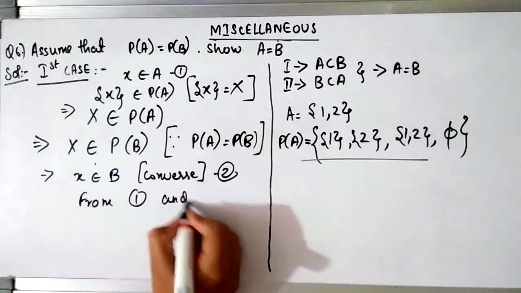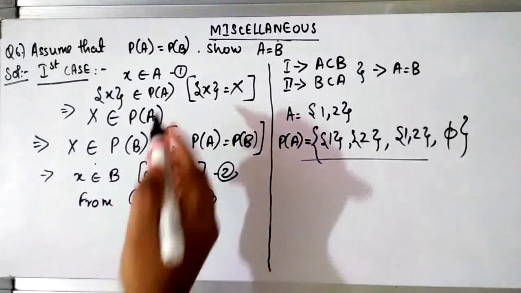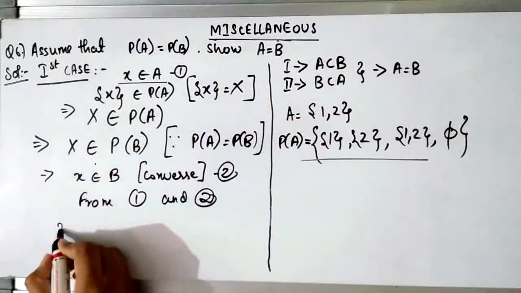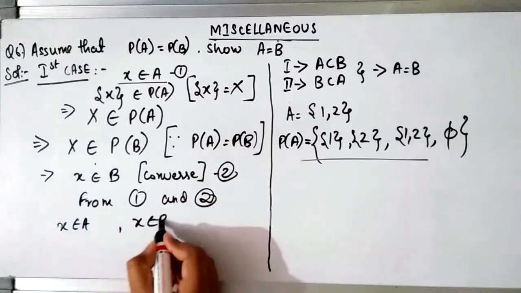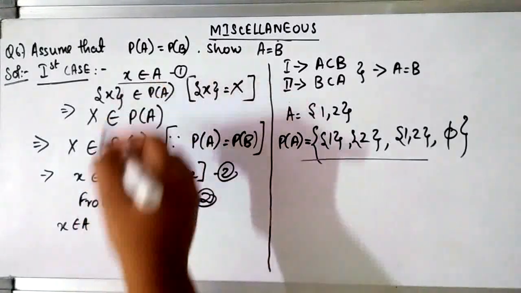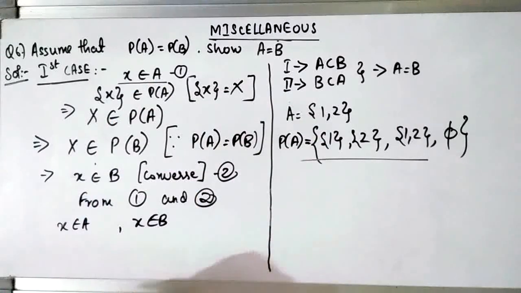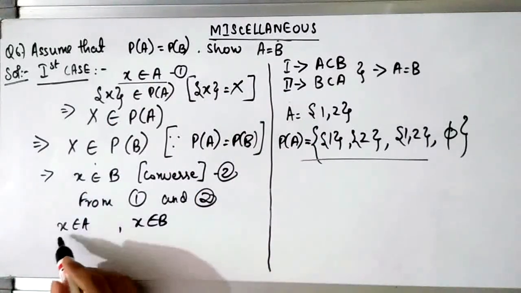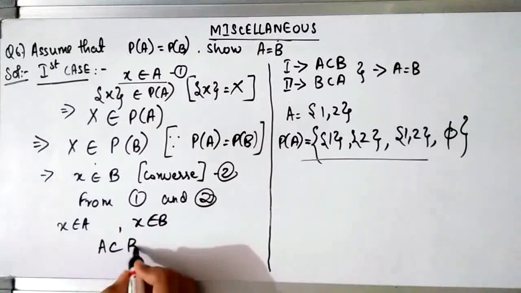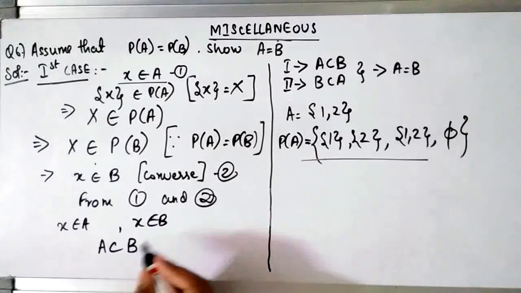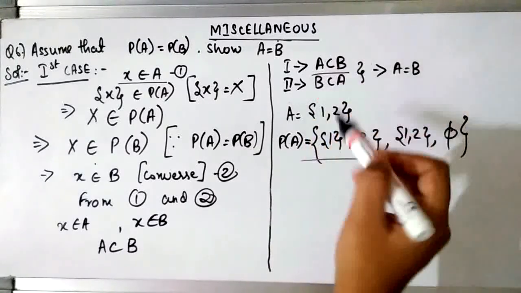Now from 1 and 2, the two equations, we can say: what was equation 1? Equation 1 said that X belongs to A. Then equation 2 said that X belongs to B. That is, both the conditions said that X belongs to A and X belongs to B. Now in our previous questions also I said, whenever it is given such a way that X belongs to A and it belongs to B, it means that we can write A is a subset of B. So we proved our first case over here that A is a subset of B.